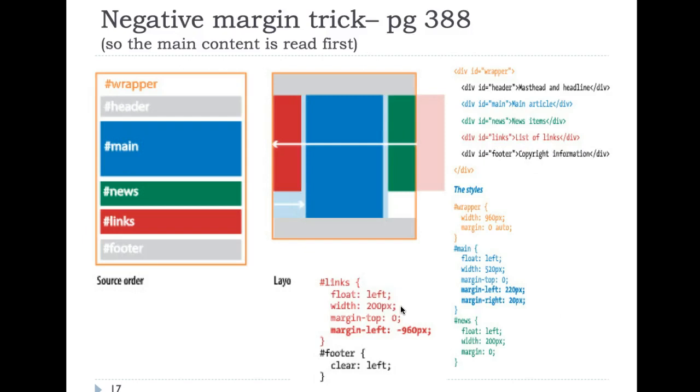Now, this is a negative margin trick, and what we're doing here is, if you look at the links, they aren't in the proper source order. The HTML will load wrapper, header, and main, news, links, footer. As you see, links are at the bottom. So what you can do is have floats, which we've done, float left, but if you have margin left minus 960, it's going to margin the width of the wrapper because the wrapper is 960. And then your links can appear to the left.